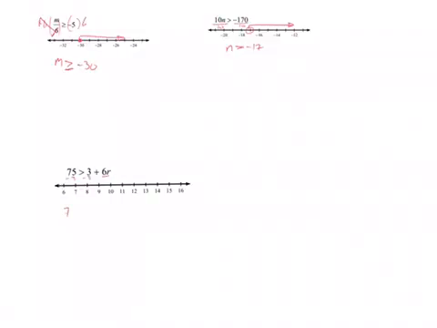So I'll end up with 72 is greater than 6r. Now we'll divide by 6. And on the left hand side I get 12 is greater than r. So again on 12 is going to be an open circle. R is smaller than 12 because 12 is bigger than r, so it means this is going to go to the left.